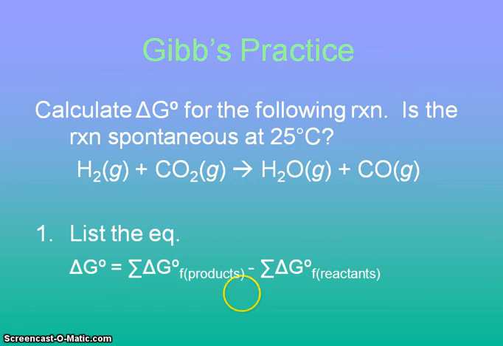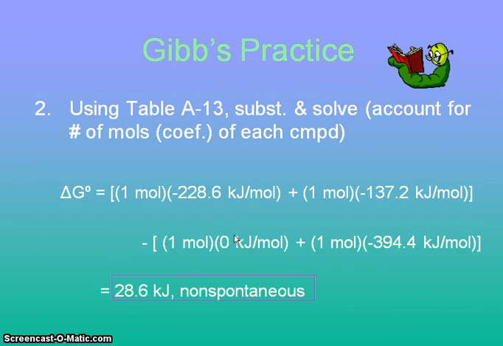And the last one is Gibbs, and it's the same exact equation we've been using, only this time it asks us to find out if this reaction is spontaneous or not. So we need to calculate Gibbs, and instead of using the enthalpy or entropy column in Table A13, we'll be looking up these values in the Gibbs free energy column. This too comes out to be a positive value, which means that this reaction is non-spontaneous.